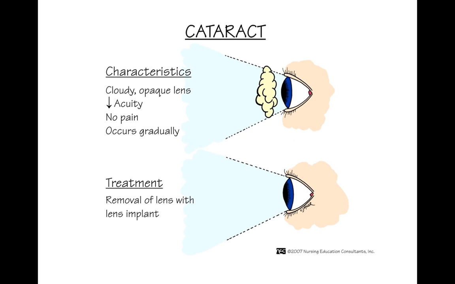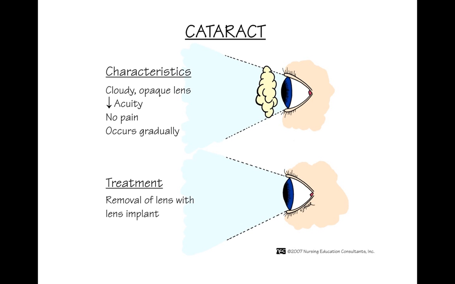Usually this occurs with age, and you can speed up the process of clouding over your lens if you go out in the sun a lot without sunglasses on, and you get a lot of damage from sunlight to that lens. The treatment, surgery. There's no medication that's going to help cataracts.